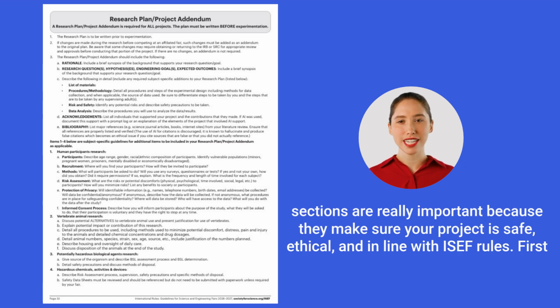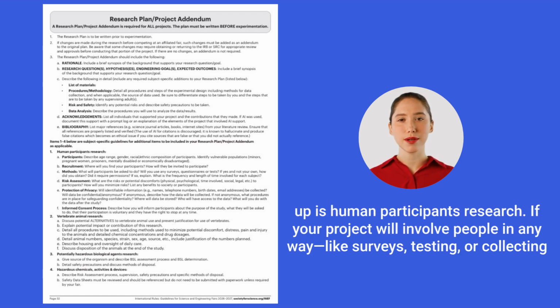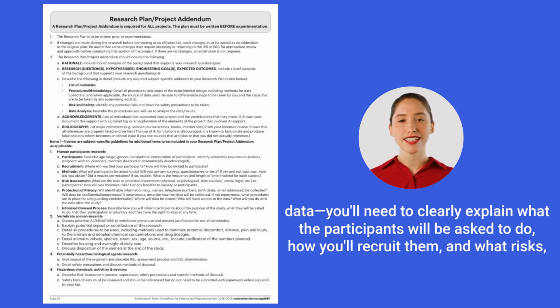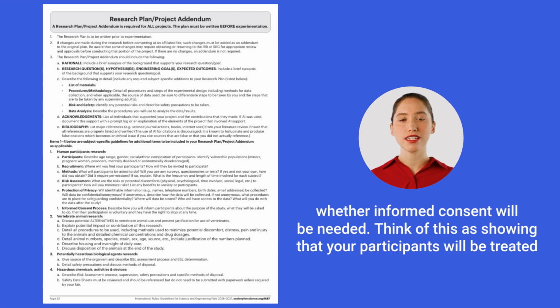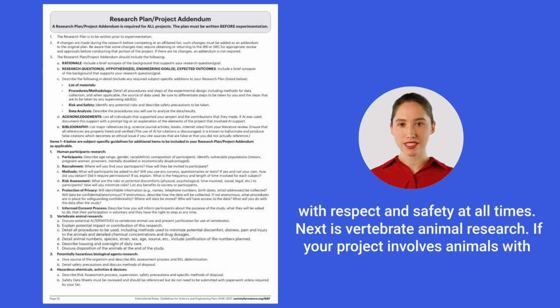These sections are really important because they make sure your project is safe, ethical, and in line with ISEF rules. First up is human participants research. If your project will involve people in any way, like surveys, testing, or collecting data, you'll need to clearly explain what the participants will be asked to do, how you'll recruit them, and what risks, if any, might be involved. You'll also need to say how you'll protect their privacy, keep data confidential, and whether informed consent will be needed. Think of this as showing that your participants will be treated with respect and safety at all times.